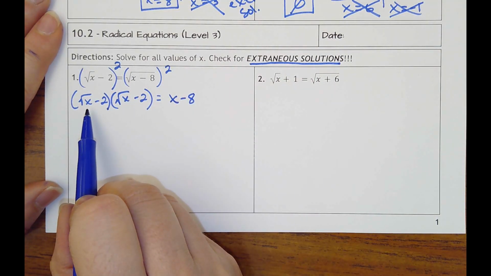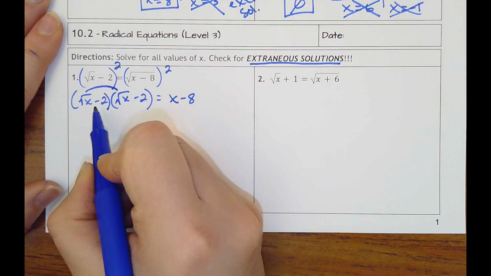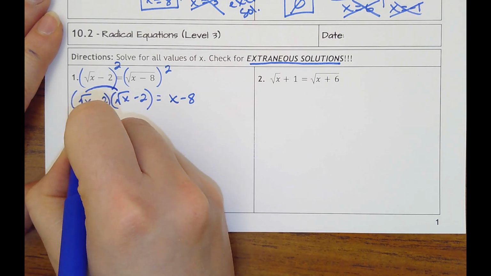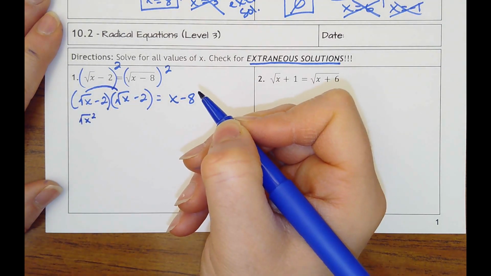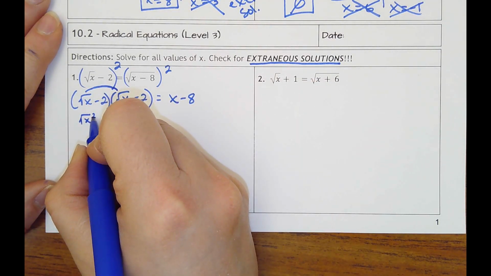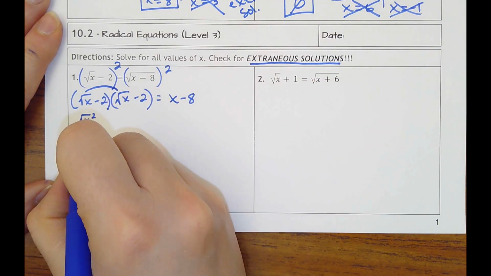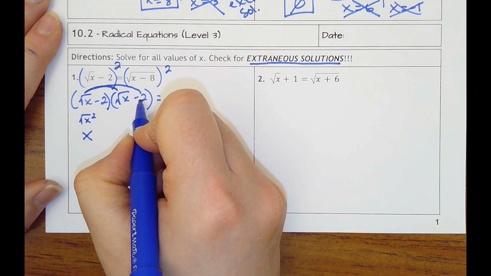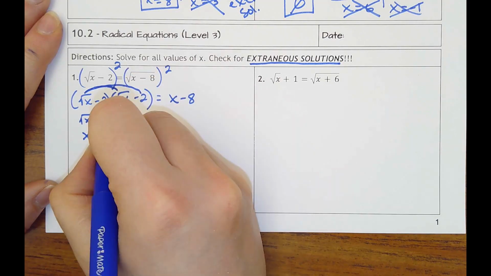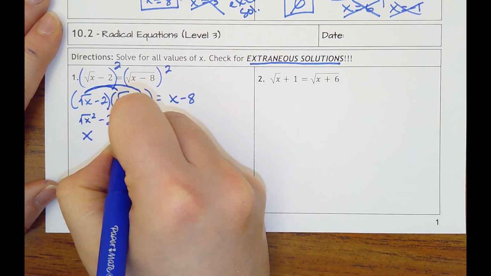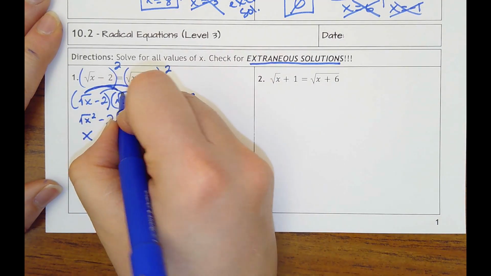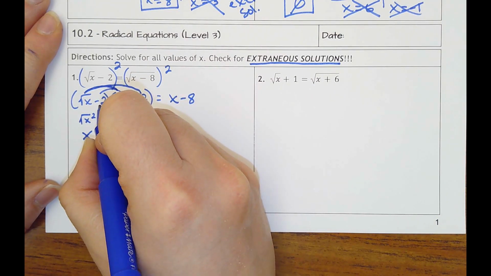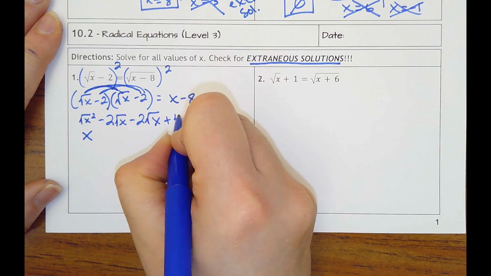So if I'm going to FOIL this, I'm going to have the square root of x times the square root of x. So it's like the square root of x squared. And those things cancel each other out. So when I have a square root of x times the square root of x, that actually just gets x. Outers would be a negative 2 times square root of x. You just write that with the number in front times the square root of x. Inner is going to get that same thing, negative 2 times square root of x. And last is negative 2 times negative 2, which is positive 4.